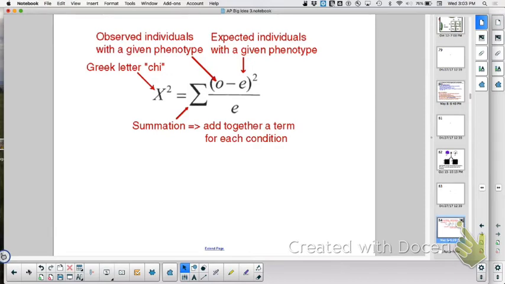you look, if you have two choices, then if it's not one, it's the other. That means you have how many degrees of freedom? 1. If you have 3 choices, like red, white, pink, and a cross of flowers, that's 3 choices, so you have 2 degrees of freedom. If you have 4 choices, round and yellow, round and green, wrinkled and yellow, wrinkled and green, how many choices do you have there? 4, so you have 3 degrees of freedom.